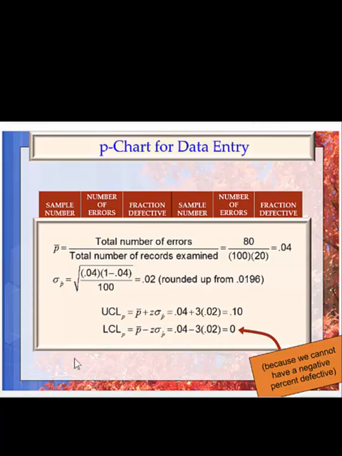So in this example, which is the same as the one we did in class, we're going to have 0.04 plus 3 times the standard deviation. So we have an upper control limit of 10, or 10 units defective out of 100, and the lower control limit of 0, because we can't have a negative percent defective. Had we actually calculated this out, of course we would have a negative number. So now I'm going to go to the handout and kind of walk you through the computations here.